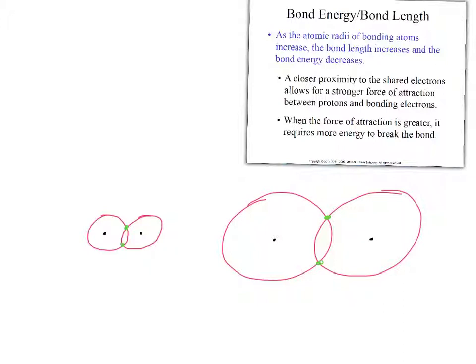It also means that less energy is released when this bond forms versus this bond. Since that one's more stable due to a stronger force, it's going to release more energy when it forms, and it's going to require more energy to break.